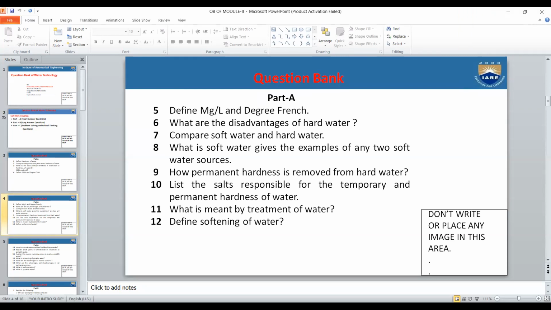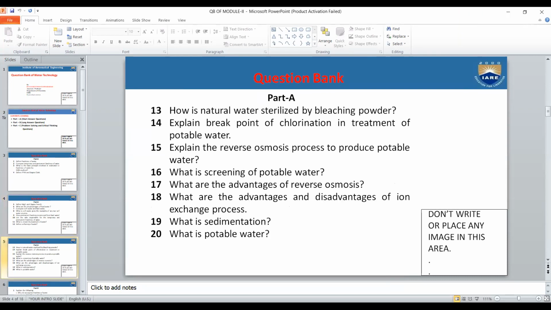Removal of hardness causing salts from water. Removal of hardness causing salts from a sample of water is called softening of water. Okay, very good. Next, second question. How is natural water sterilized by bleaching powder? Already we saw this in the disinfection process.